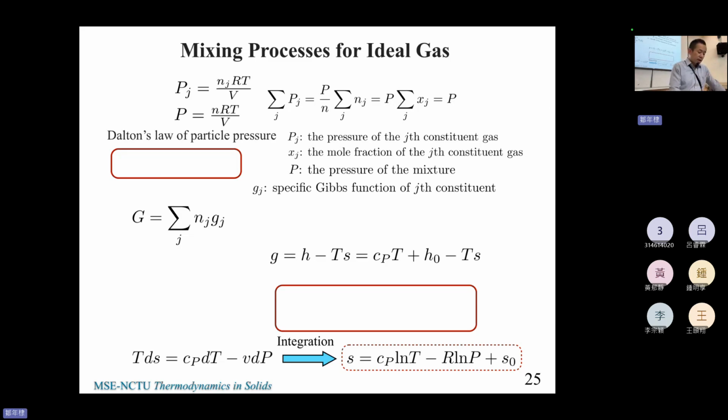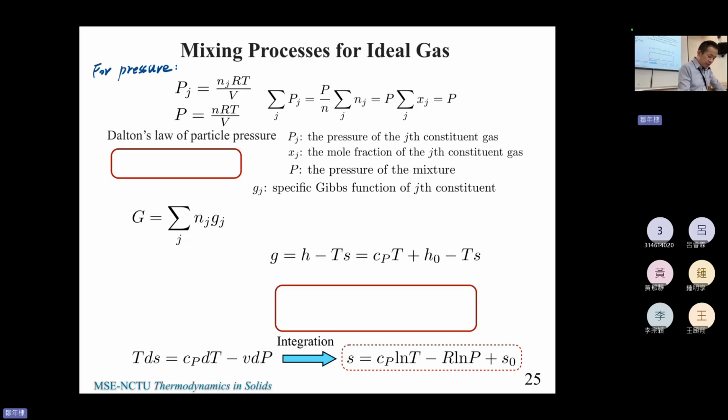Okay, just a concept for you. The next topic is the mixing process for ideal gas, mixing ideal gas for pressure. Because for ideal gas, we assume that all the atoms, the gas molecules, won't see each other. You just put them into the container and they won't see each other. So their pressures actually sum up together.